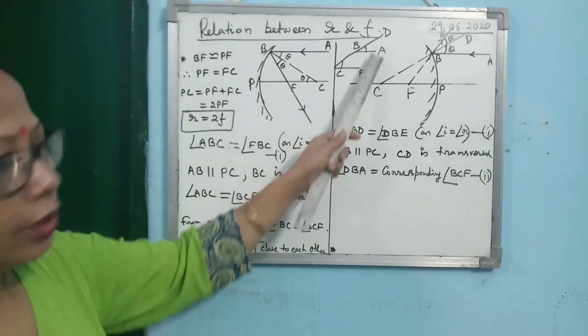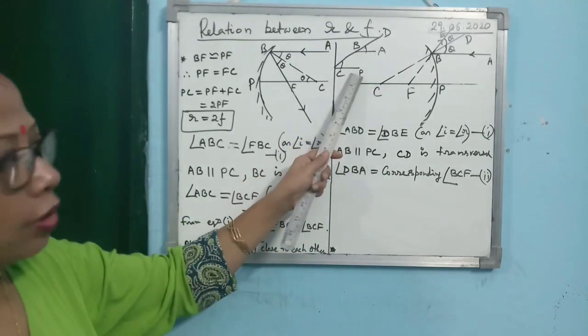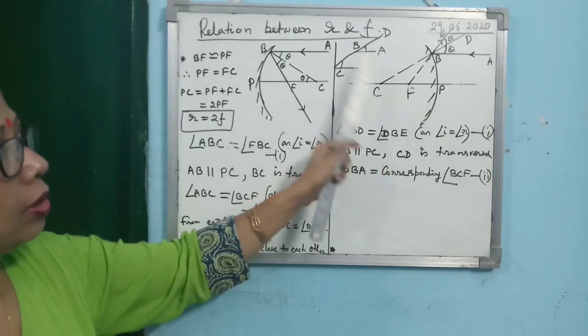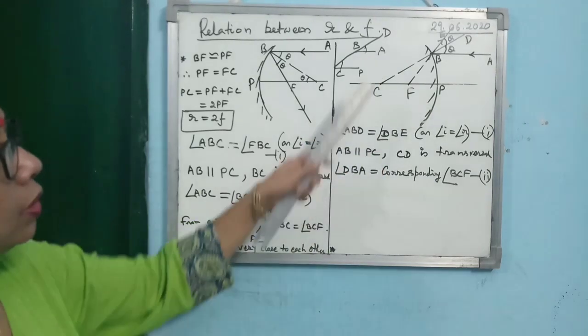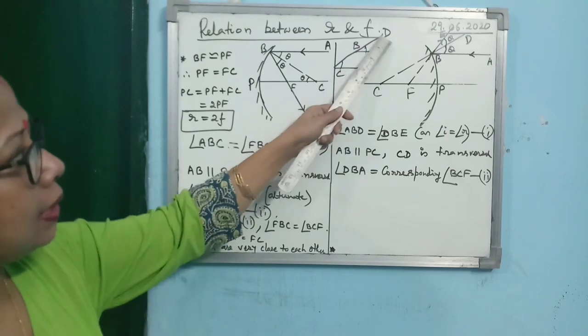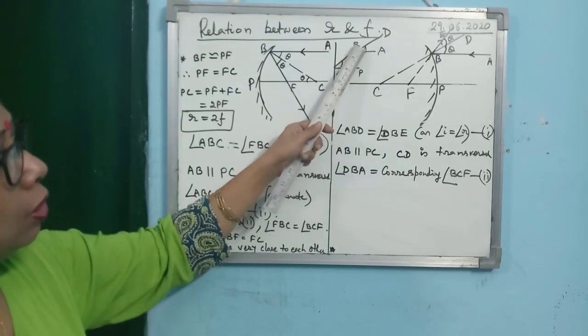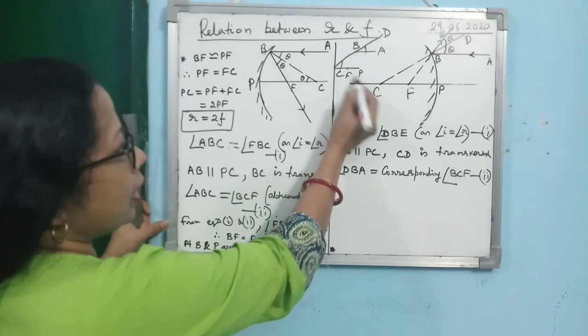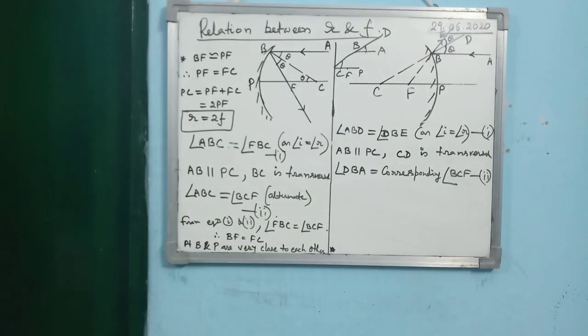This diagram you don't have to draw. For your understanding I have drawn it. This one only you will draw. This is for your understanding. So you see what is happening. ABD or DBA is equal to BCF. F is in between, so I have written it as BCF.